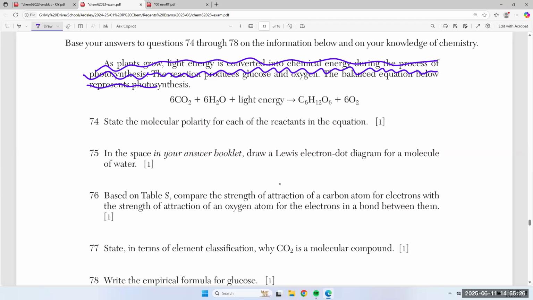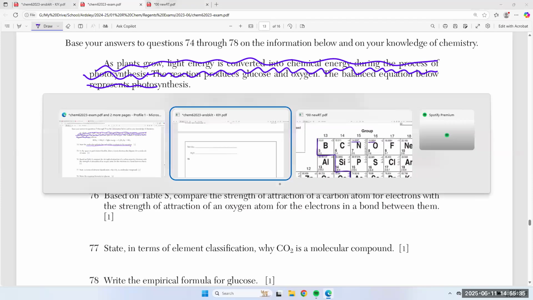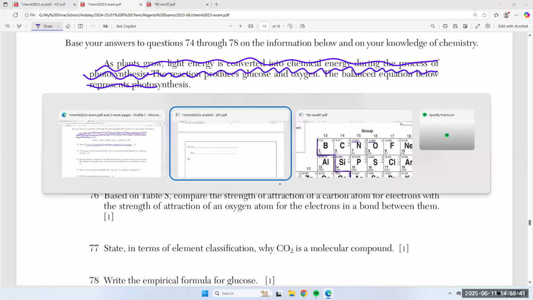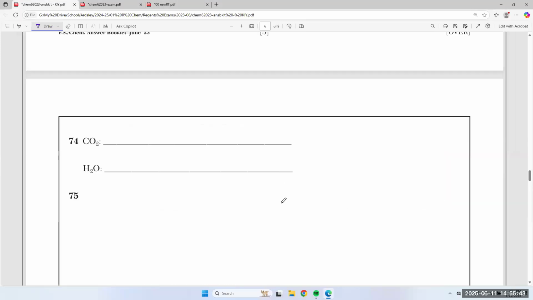Here we go. State the molecular polarity of each of the reactants in the equation. I mean, come on, carbon dioxide. What do we know about carbon dioxide? If you don't remember, you should memorize that. First of all, what's water? Water is the poster child of what kind of molecule? Polar bears dissolve in water. Therefore, water is polar covalent.